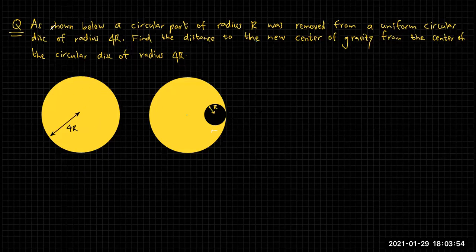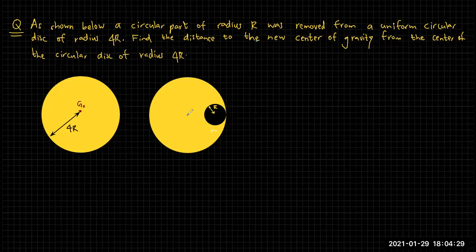Right, next question. As shown below, a circular part of radius r was removed from a uniform circular disc of radius 4r. Find the distance to the new center of gravity from the center of the circular disc of radius 4r. Now this is the circular disc. From that we have removed a small circular part like this. Therefore, initially the center of gravity will be here. I'll take it as G0.